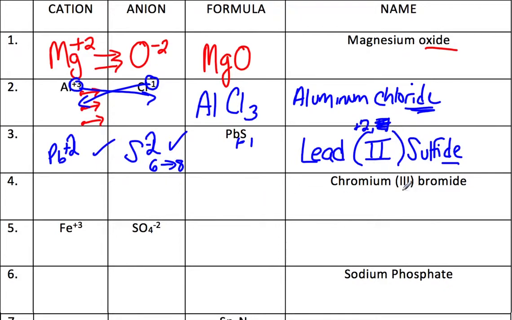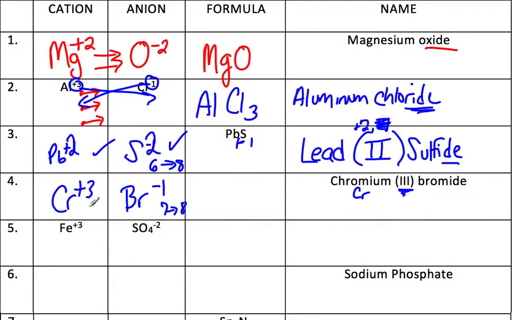All right, chromium 3 bromide. I love seeing Roman numerals. That tells me chromium's +3. I don't even need to think, as long as I know the formula or the symbol for chromium, it's Cr. Bromine, I have to look on the periodic table. It's in group 7. It needs 1 more to get to 8.